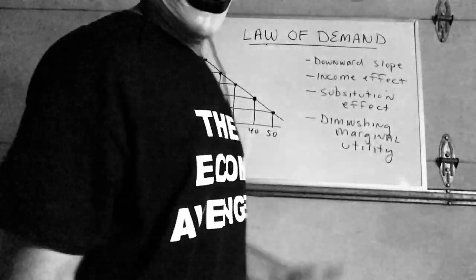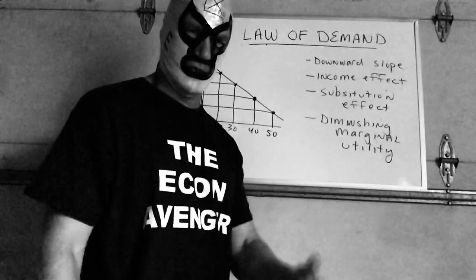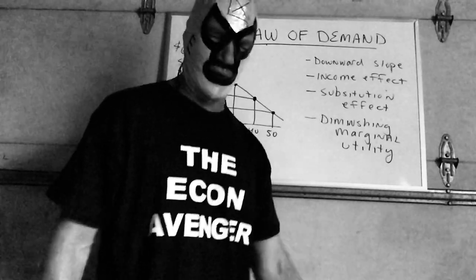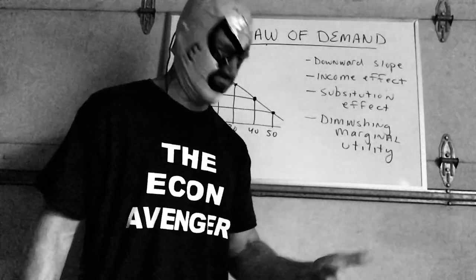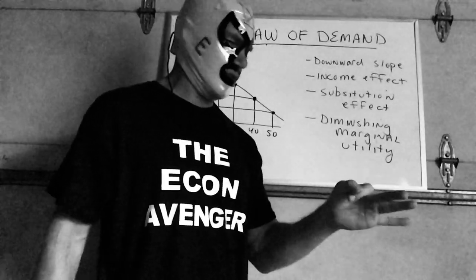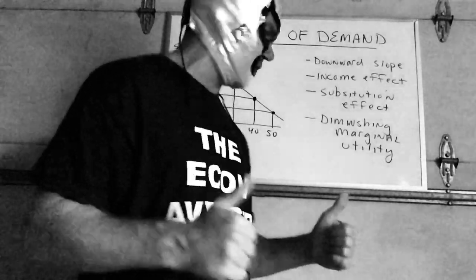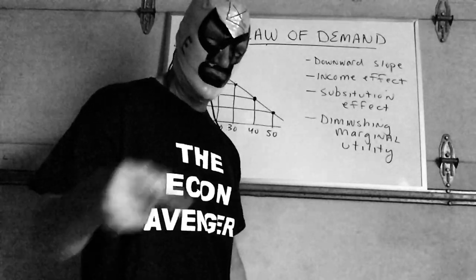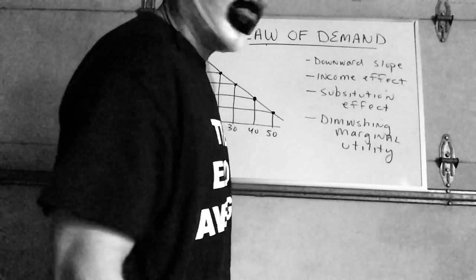There are three reasons any textbook is going to tell you that a demand curve slopes downward. There's an income effect, a substitution effect, and something called diminishing marginal utility. Let's repeat that. You ready to go? There's an income effect, a substitution effect, and there's such a thing called diminishing marginal utility. I'll leave it to the Econ Avenger to hammer that into your thick skulls, so you're able to ace this quiz when they ask you any questions on this. All right, let's take a look.